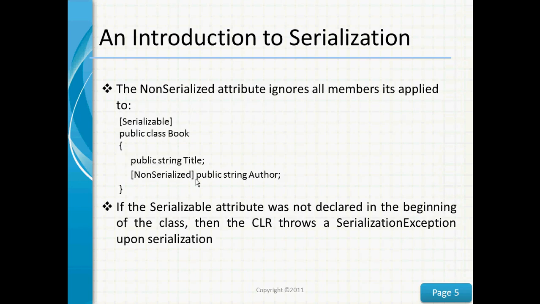The NonSerialized attribute ignores all members it's applied to. So in the example below, class Book is serializable. However, upon serialization, its member Author will not be serialized. If the Serializable attribute was not declared in the beginning of the class, then the CLR throws a serialization exception upon serialization, because it doesn't know what it's supposed to serialize.